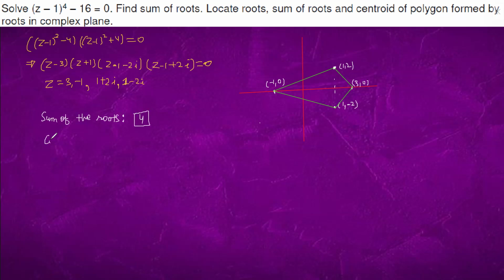Second, centroid. Centroid is sum of the roots upon 4, which is 1. This is simply a plus b plus c plus d by 4, if you consider this a, b, c, d.